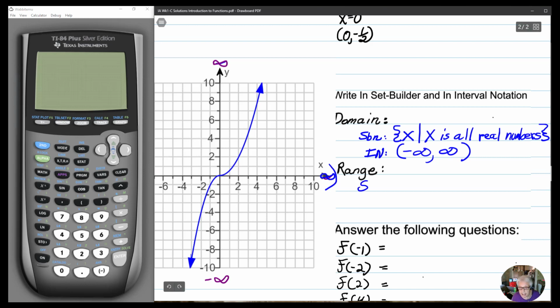So the SBN, set builder notation, is going to be all Y, such that, no, wrong color though. There's no rule that says the domain and range have to be different colors. I just think it makes it easier. All Y such that Y is all real numbers.